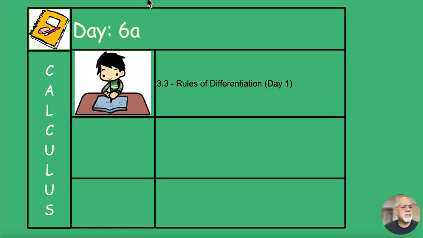Hi, welcome back. This is day 6. Day 6 is broken up into two sessions. In day 6a, we're going to be talking about the basic rules of differentiation. And in 6b, we'll discuss some further rules regarding the chain rule, product rule, and quotient rule. All right, so let's get started.